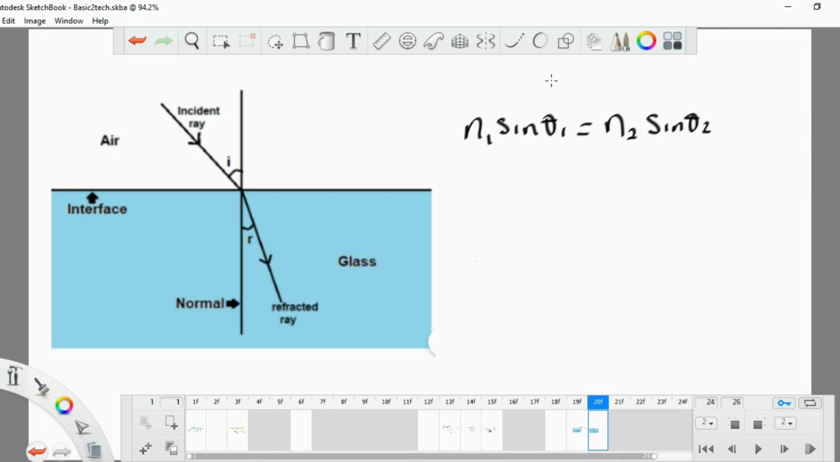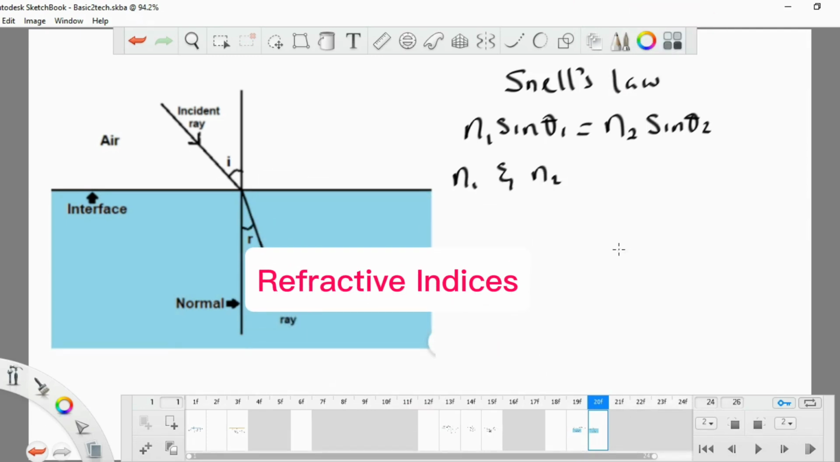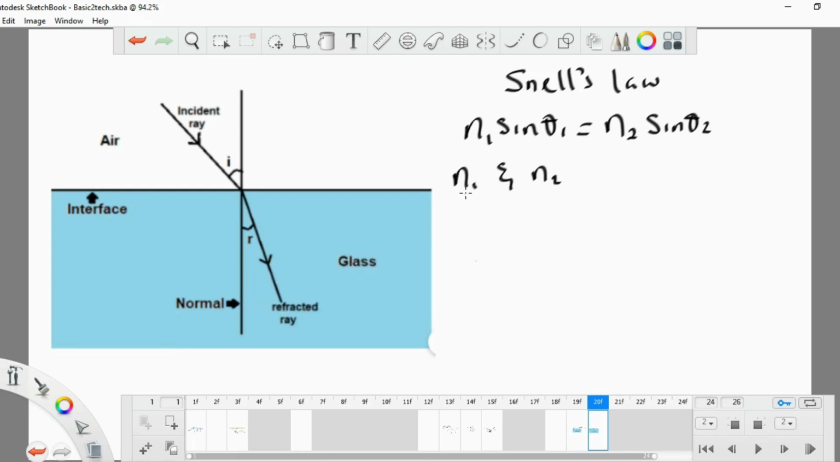This is called Snell's law of refraction. Now, n1 and n2 are the refractive indices of each medium. So n1 is the refractive index for medium 1, in this case air. N2 is the refractive index for medium 2, in this case glass.